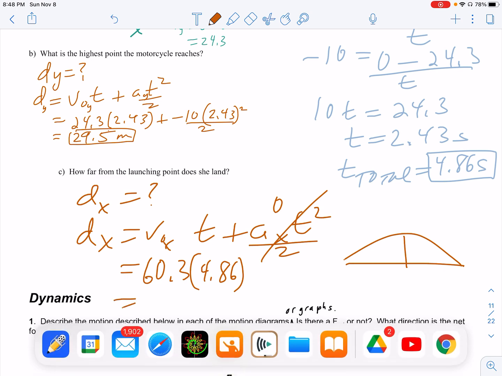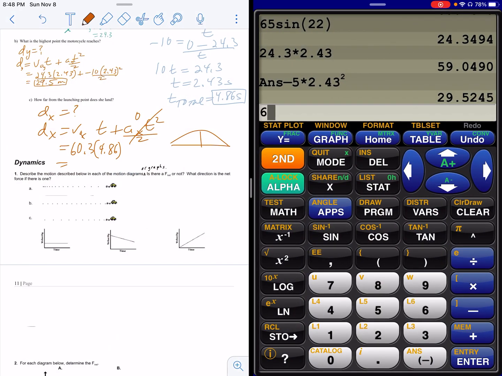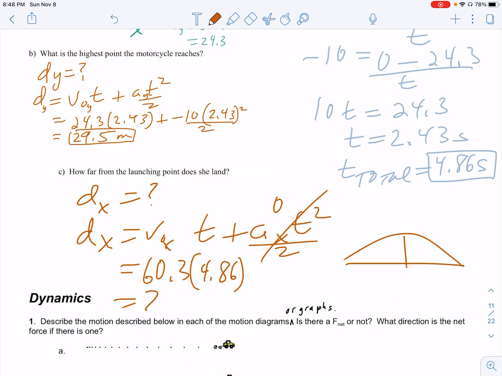So 60.3 times 4.86 gives me this value, 293 meters.